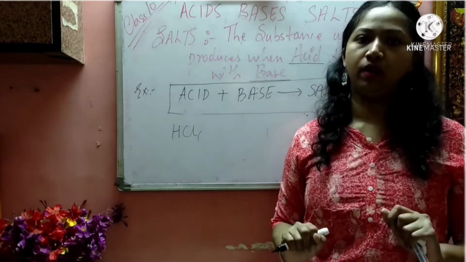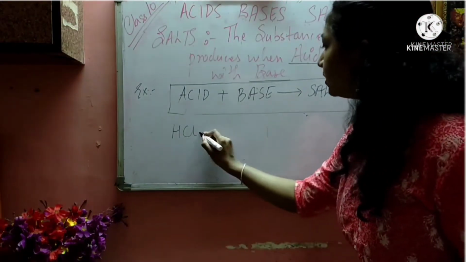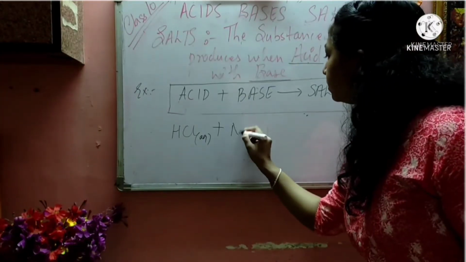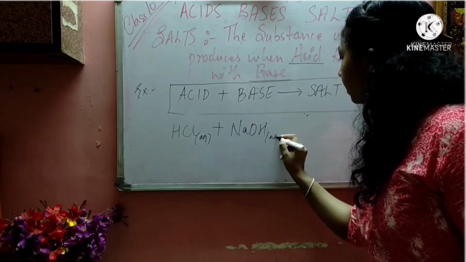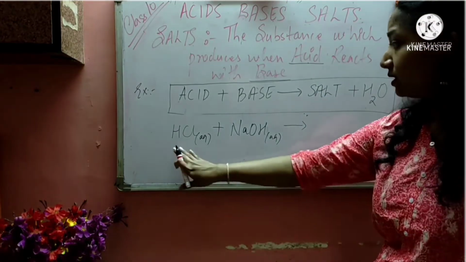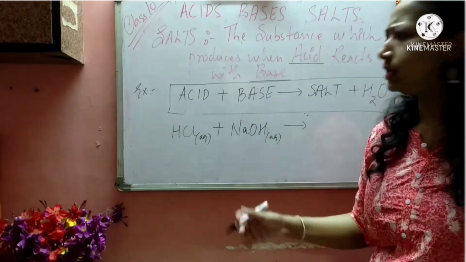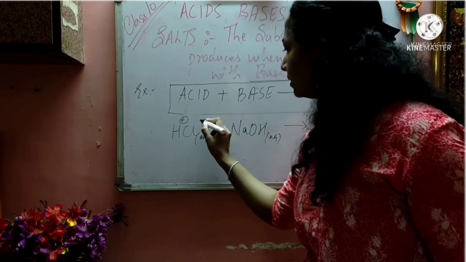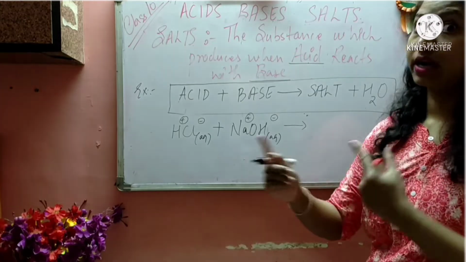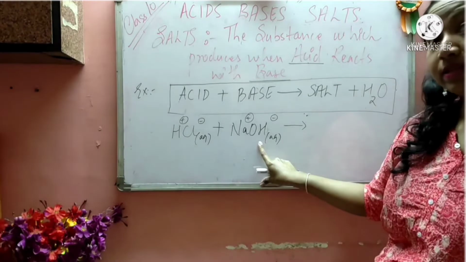Same with salt as well. Let's see how the salt is produced. In aqueous medium, we have HCl, which is the acid, and the base, which is NaOH. Whenever HCl reacts with NaOH, these dissociate into ions: H plus ions, Cl minus ions, Na plus ions, OH minus ions. The positive and negative will attract. The positive one here is H, and the negative is OH minus.